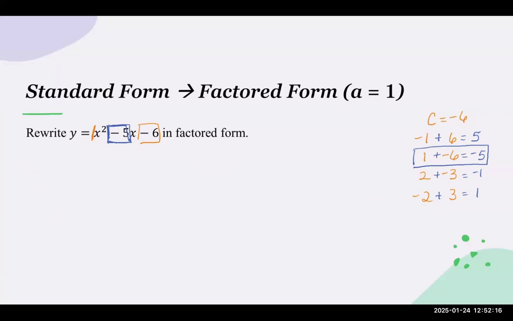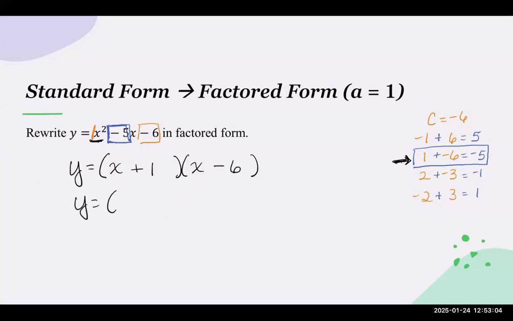So because we know that we just have a 1 for our a value, we can rewrite now as two binomials, factored form, with x's as the first term, because we know if we were to FOIL this back out again, x times x has to give us this x squared. Okay, so we know we need to start with x's. And then for the second term in each binomial, we can just use this factored pair that we came up with, +1 and -6.